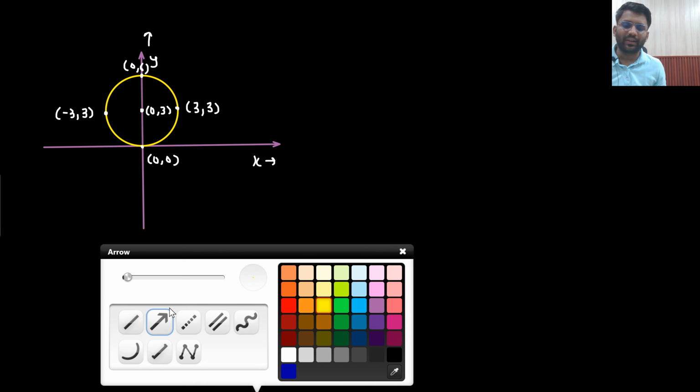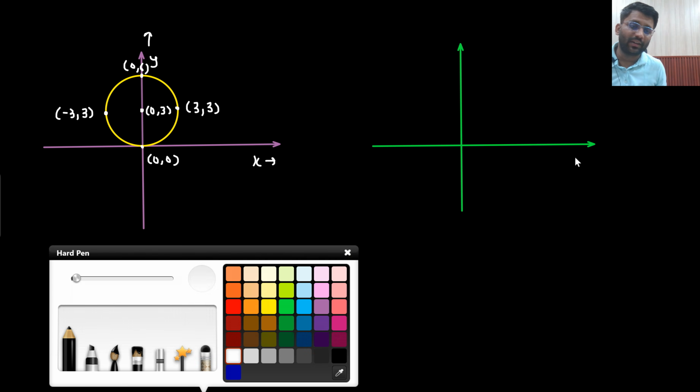This will be the point (0, 0), x equals 0, y equals 3, x equals 0, y equals 6, x equals 3, y equals 3, x equals minus 3, y equals 3. This boundary is the circle. Now this circle is plotted.